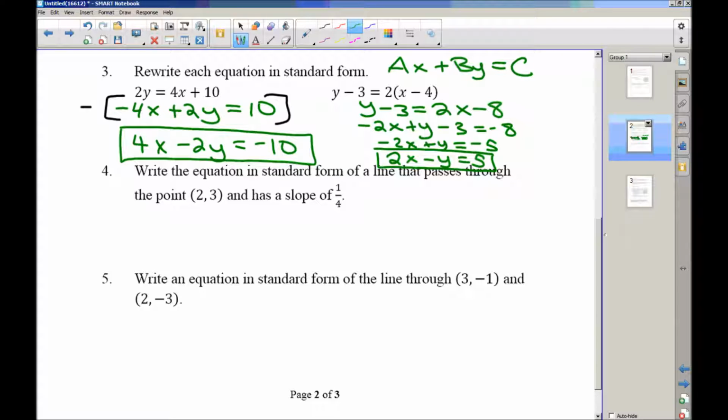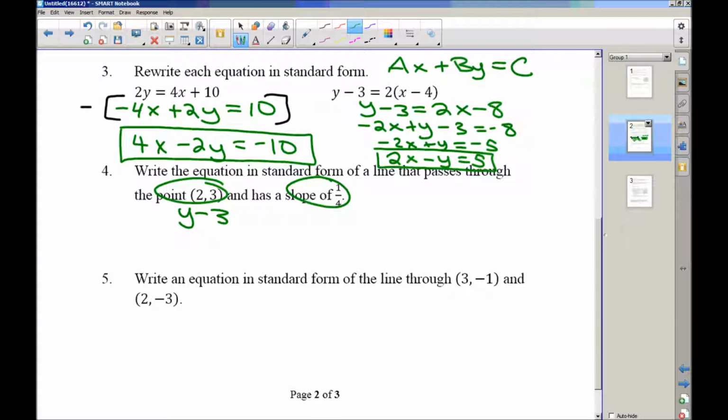All right, number 4, write the equation in standard form of a line that passes through the point (2, 3) and has a slope of 1/4. So I'm going to start with point-slope form because I'm given a point and a slope. So that's the easiest form to begin with.